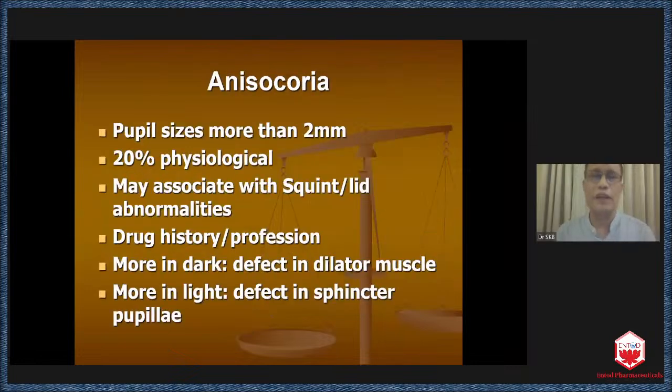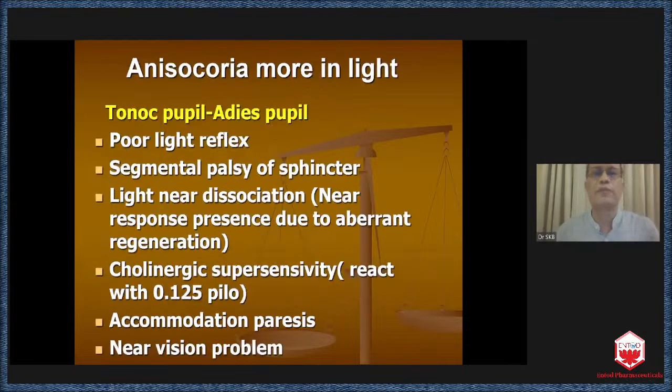So now coming to anisocoria. If the pupillary size difference is more than 2 millimeter, it is called anisocoria. And in 20% of cases, it is physiological. The most important thing is whether the anisocoria increases in the dark. If it increases in the dark, mostly the dilator muscle is affected. If it increases in light, mostly the sphincter pupillae is affected. So anisocoria more in light.